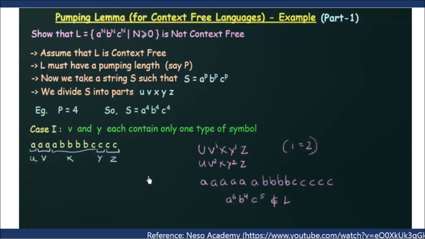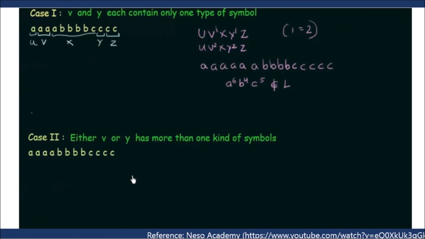Now we can have another case. Let's see what that is. Case number 2 says that either V or Y has more than one kind of symbols. So this is my string, 4 A's, 4 B's, 4 C's. Now I'm going to divide it into 5 pieces, U, V, X, Y and Z, such that either the part V or the part Y has more than one kind of symbols. So let me see how I can do this. Here, the 2 A's from here and the 2 B's from here will be my V. And then this B over here will be my Y.